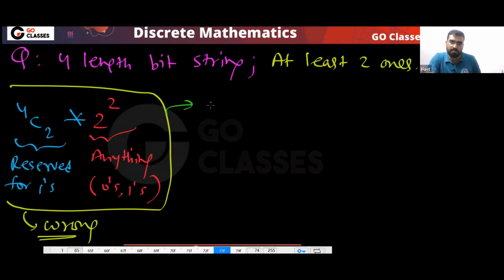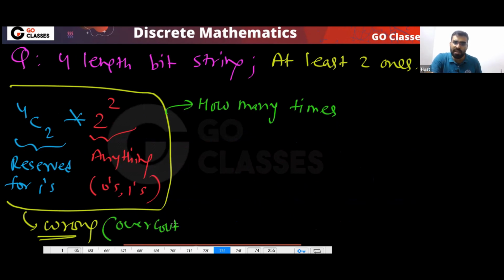But here, how many times did you count this string? My question is, how many times? Okay, this is the interesting question. See, this thing is wrong. This is overcounting. Overcounting means every valid string you have counted.